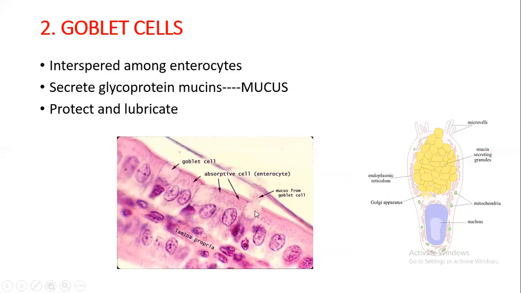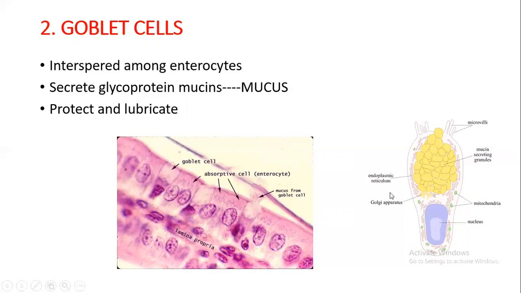As the name indicates, the goblet cells have a goblet, glass-like appearance, and they have a basal nucleus, and in the upper portion they appear empty because they have discrete glycoprotein mucins, which when hydrated form the mucus, and during the routine staining this mucus is washed off. So you can see mucus from the goblet cells.